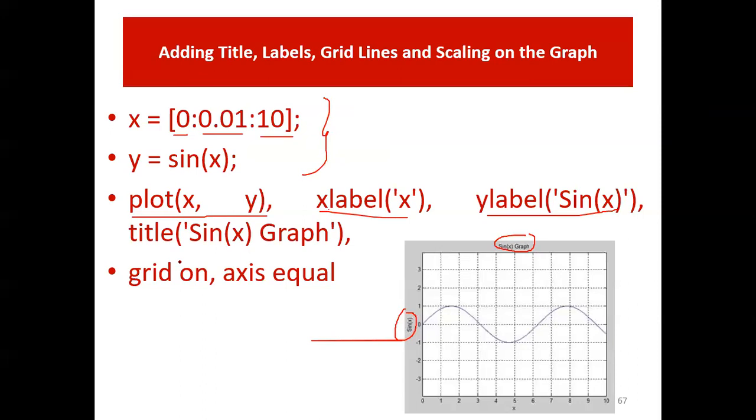We want to show the grid lines, so we turn grid on, axis is equal, then the title is sine x graph. So this is the title, this is the x-axis, this is the y-axis. We can generate the plot. Then we want to show the grid line also.